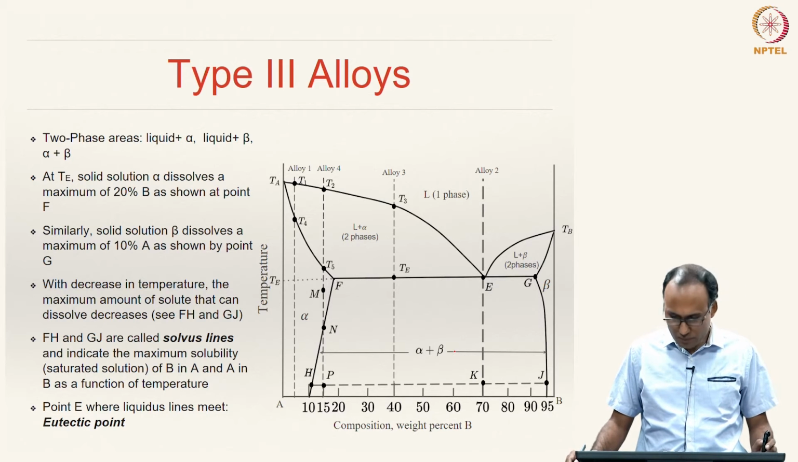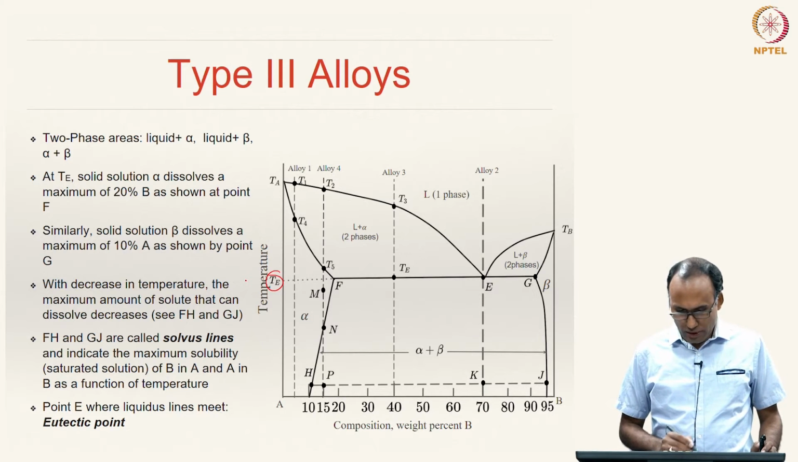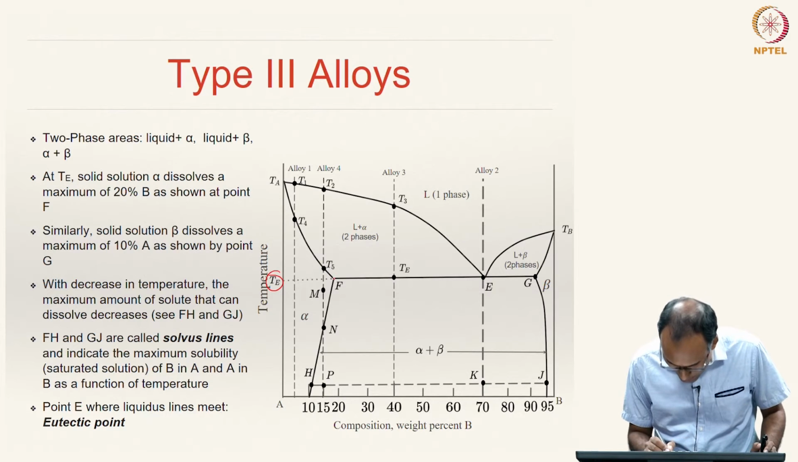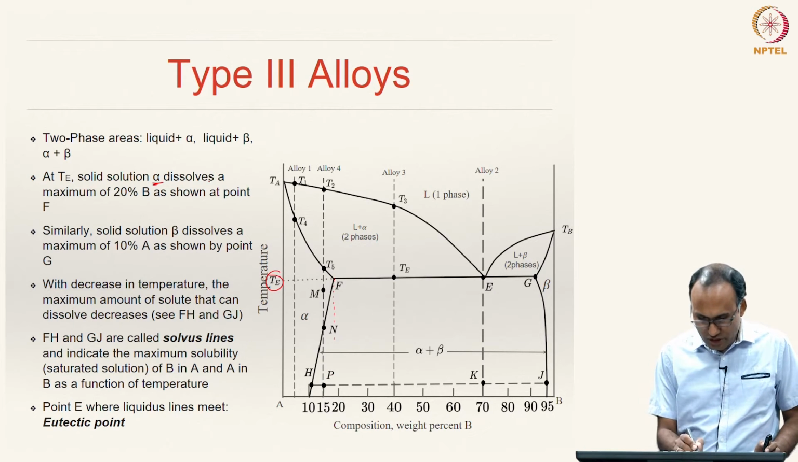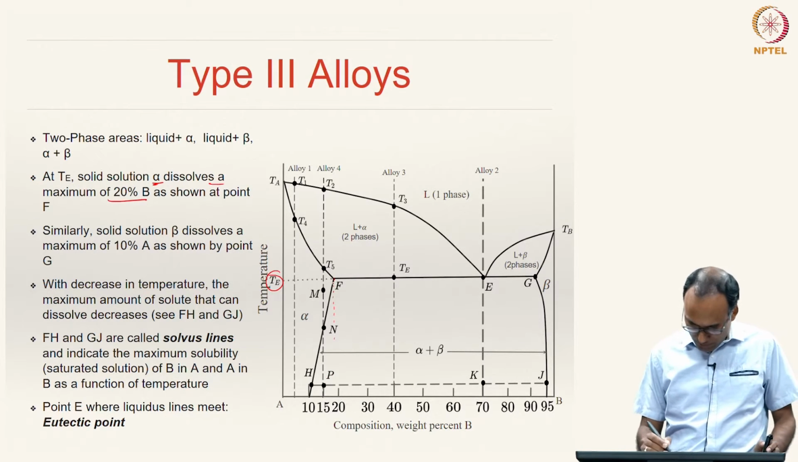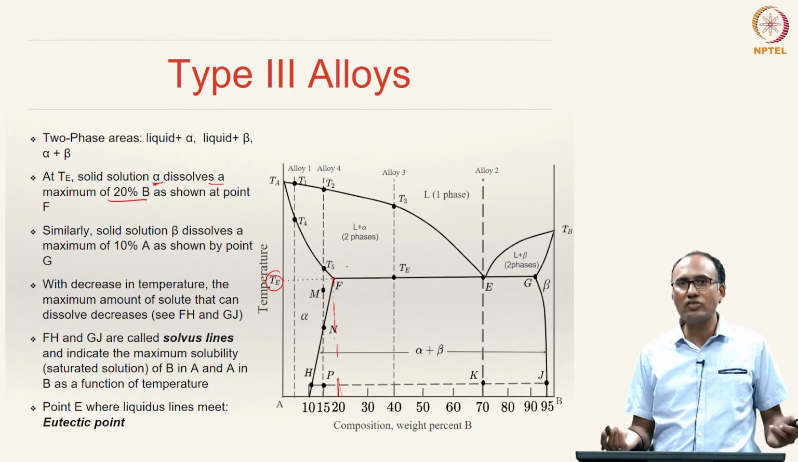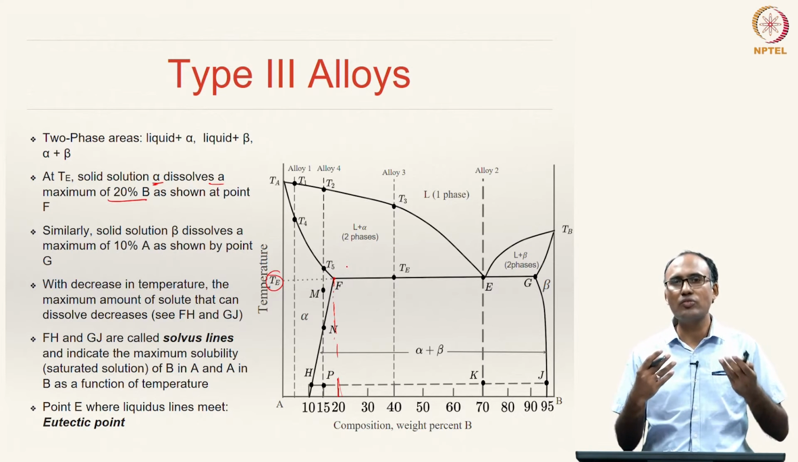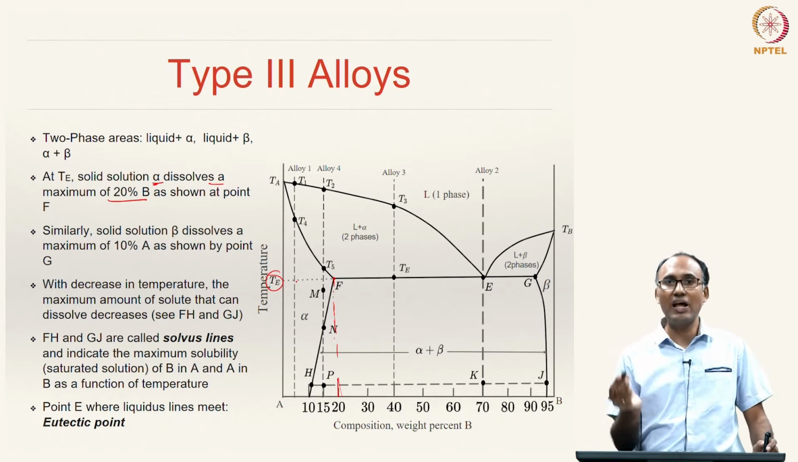All right. So, the two phase areas we have already discussed: liquid plus alpha, liquid plus beta and alpha plus beta. And at TE temperature you can see there is a maximum solubility for this alpha, right. The solid solution alpha dissolves a maximum of 20% B. So, this is the maximum solubility, right, beyond that it cannot dissolve. So, alpha has a maximum solubility of 20% of B in A, that happens only at TE temperature. At any other temperature it will have a much lower solubility.